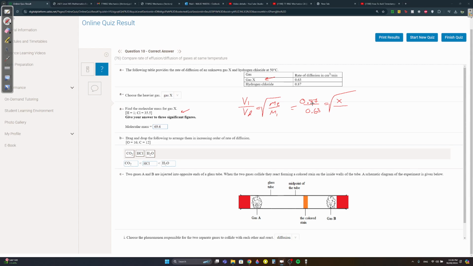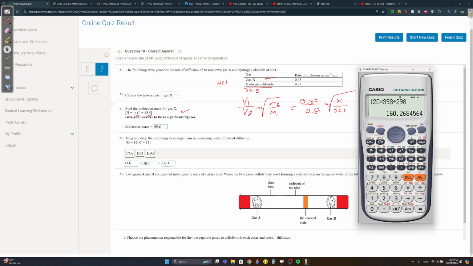Now M1 will be the mass of this 0.87, which is hydrogen chloride, HCl, which is 36.5, because H equals 1 and Cl is 35.5. Now you can just input this into a calculator. You can do 0.87 over 0.63, alpha equal radical, x under it, you put 36.5, shift solve x, you get 69.6.